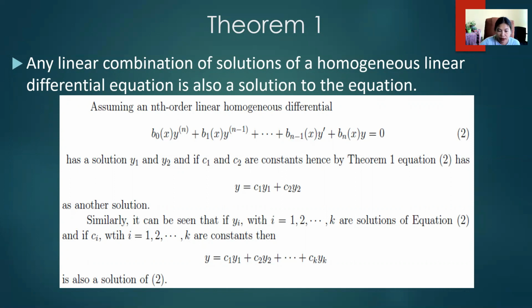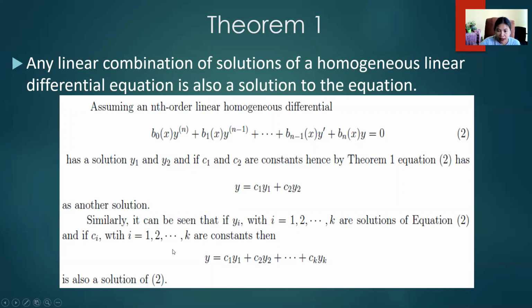This is actually the theorem of superposition. Assuming an nth-order linear homogeneous differential equation given by equation number 2, it is homogeneous if the right side of the equation, or our r of x in our equation number 1 as presented in the previous slide, is equal to 0. It has solutions y1 and y2, if c1 and c2 are constants. Therefore, our solution by the principle of superposition is y equals c1 y1 plus c2 y2.